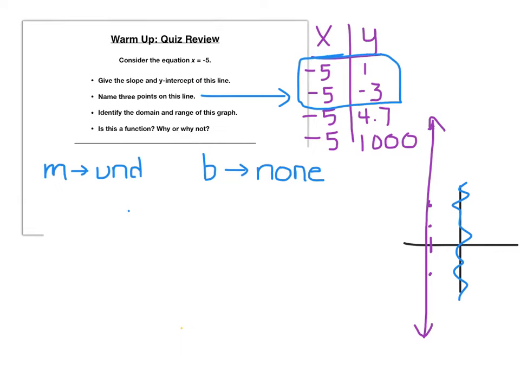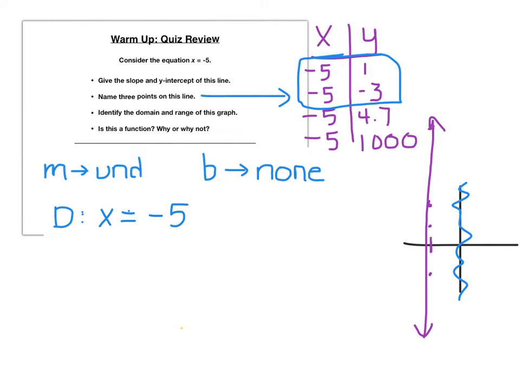Let's talk domain and range, because I know domain and range are still tricky for us. But I really think for domain and range, the easiest thing to look at is this table that we made for ourselves back here. When I say domain, I'm saying what is x allowed to be? And according to this table, x always has to be -5. So my domain is just x equals -5. Always. That's the only thing x is allowed to be.